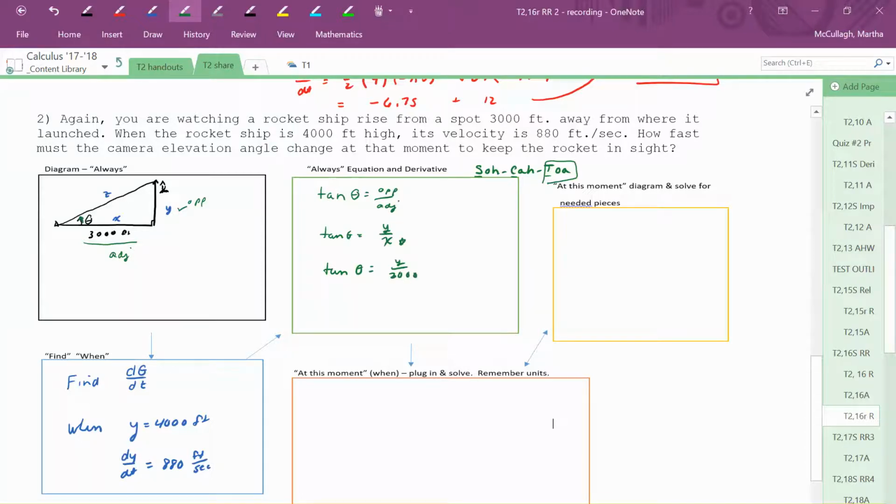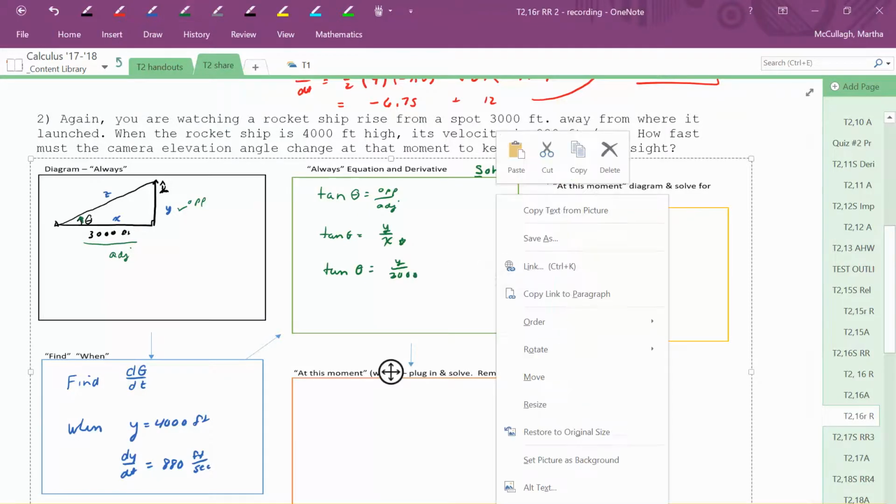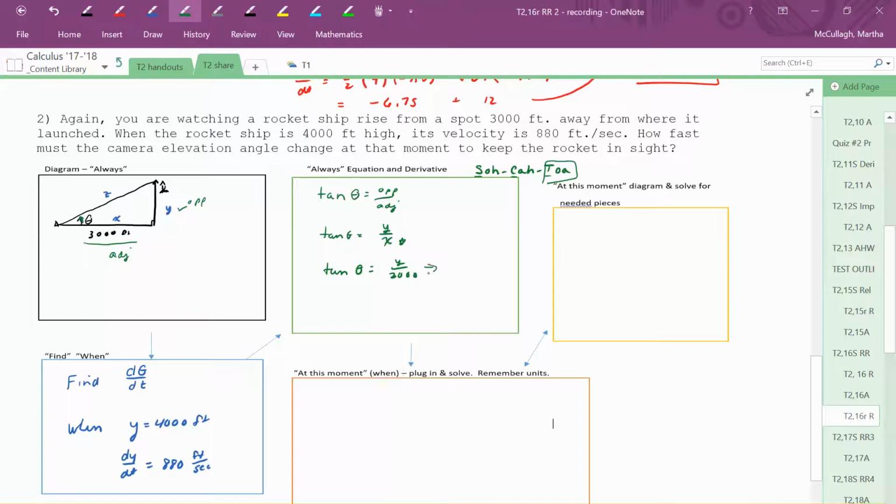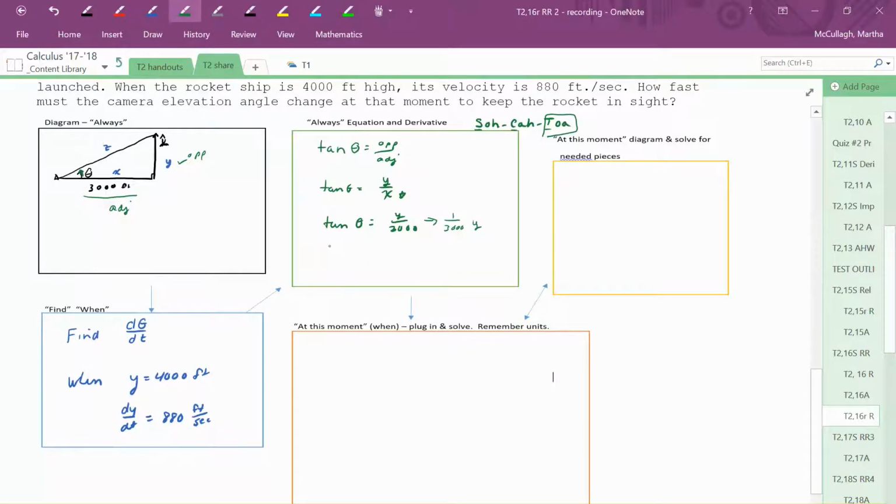I now need to take a derivative, and it might be easier to think of this y over 3,000 as being 1/3000th of y. Or you could even multiply each side by 3,000 if you wanted to. But when I take the derivative of tan, I've got 1 over cosine squared theta d theta dt. And then on this side, a coefficient times y. The derivative is still the coefficient times dy dt.